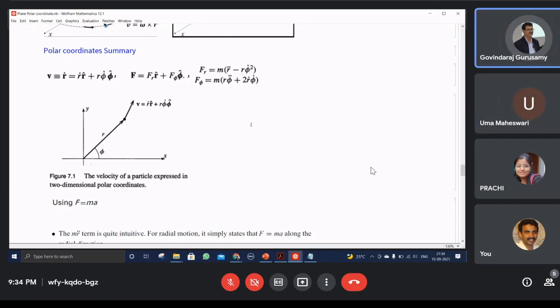Otherwise, how do you understand the hydrogen atom now? Okay, it's a physical coordinate system.